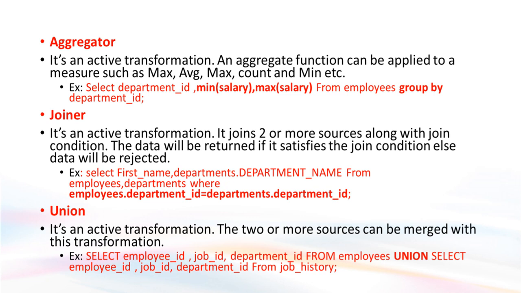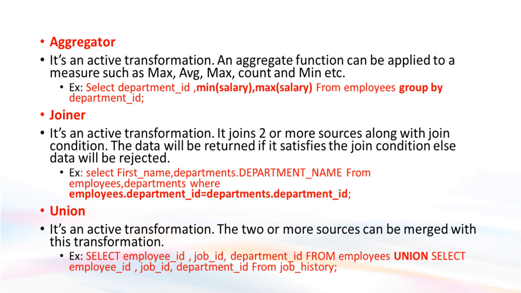So here we need to join two or more sources or tables along with the join condition. Join itself is a condition, right? Whenever a condition comes into the picture, the count will be different. From source to target, the count will be different because we apply the condition. So the data will be returned if it satisfies the join condition, else the data will be rejected.